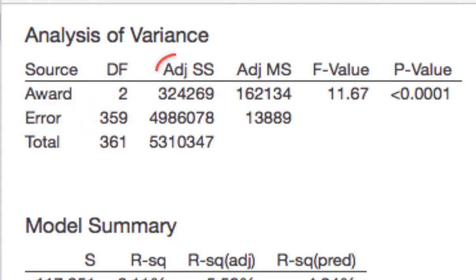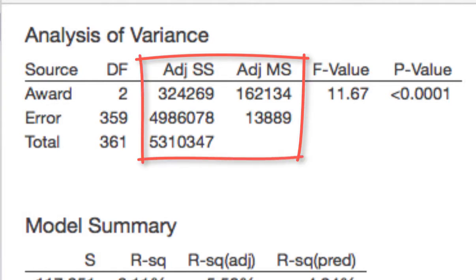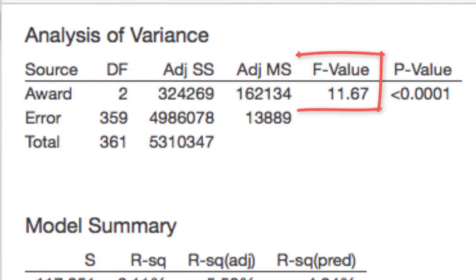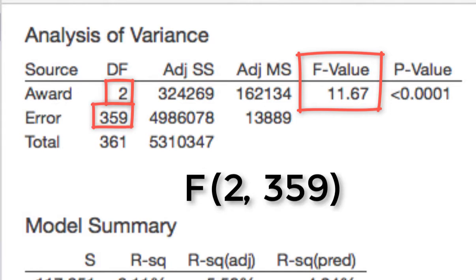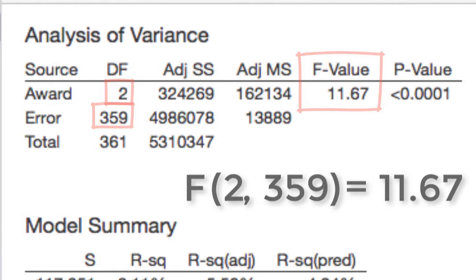ADJ stands for adjusted, though for a one-way ANOVA, nothing is being adjusted. This is just our sums of squares and our mean squares values. The F value is your F test statistic. The F test statistic is usually written along with the degrees of freedom. So here we would say F with 2 and 359 degrees of freedom equals 11.67.